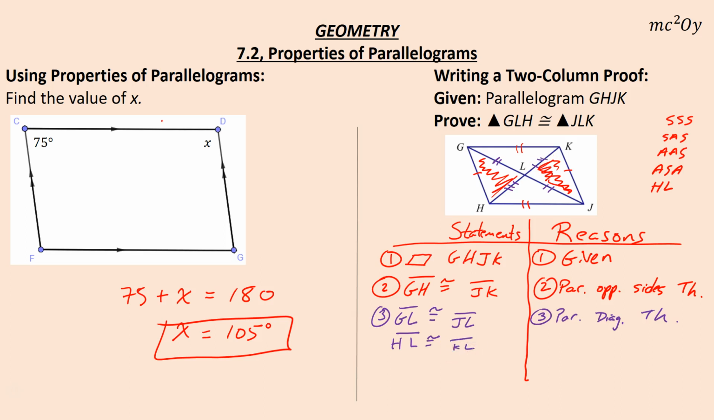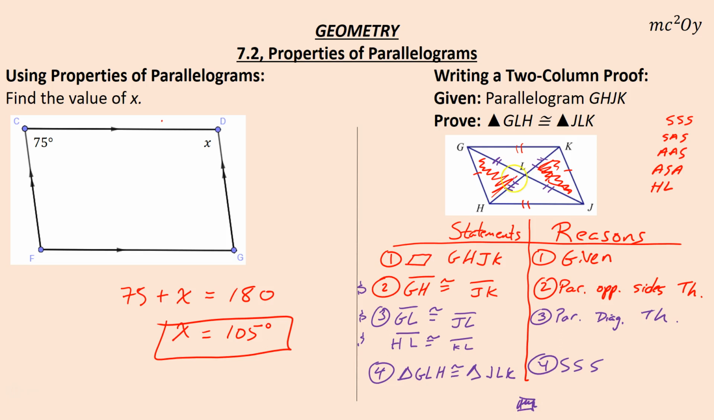Now I have to write the theorem again, but what I do have now is a side here, a side here, and a side here. So I have my triangles congruent now. Triangle GLH is congruent to triangle JLK by side, side, side. All right, all done there.